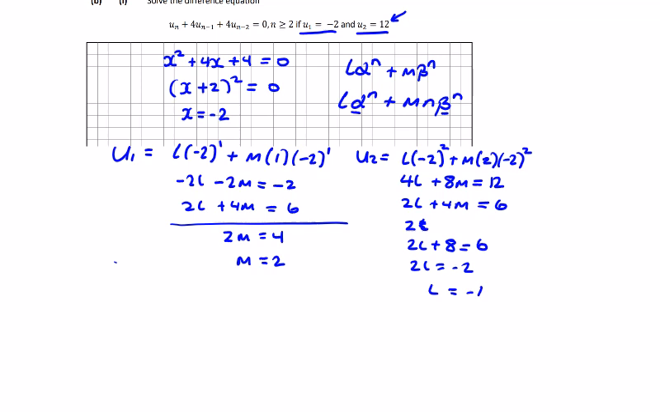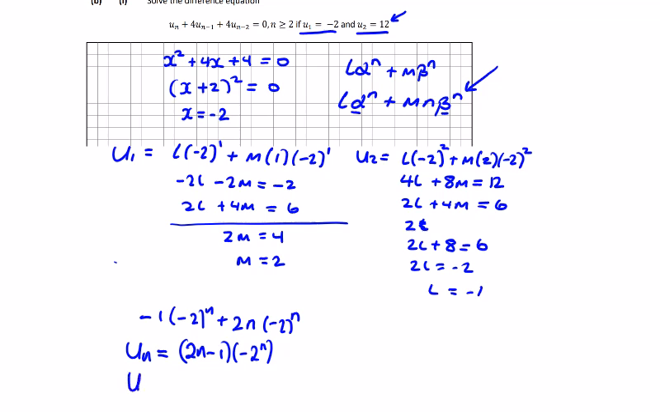So my solution will become L, minus 1, times minus 2 to the power of n plus M, 2, times n times minus 2 to the power of n, subbing in here. And that's like junior cert factorizing. We've got two things by the same thing, so that's going to be 2n minus 1 by minus 2 to the power of n for my Un difference equation.